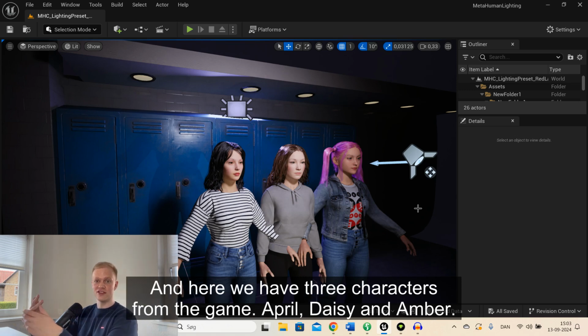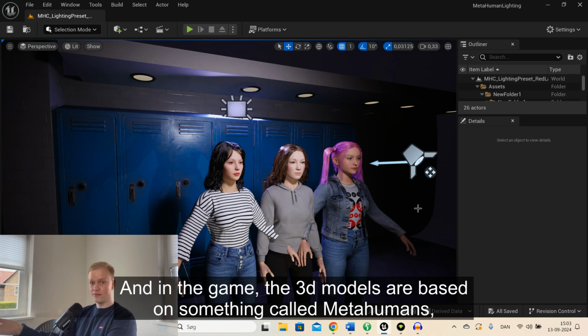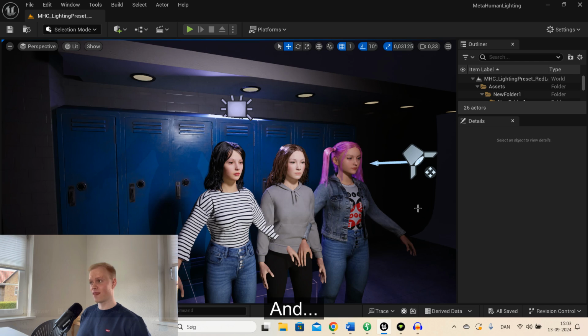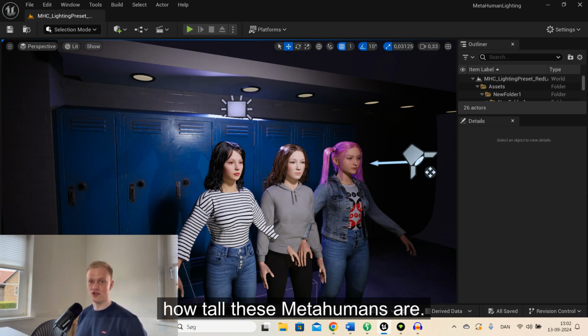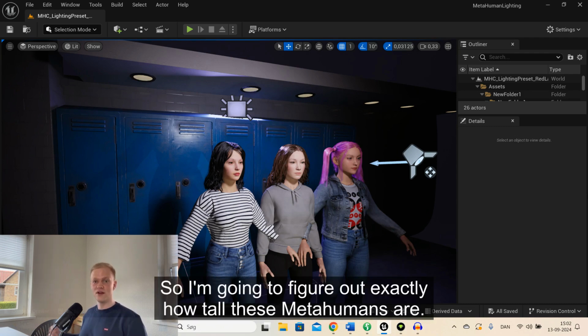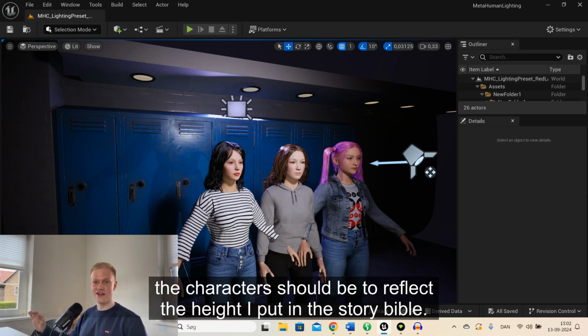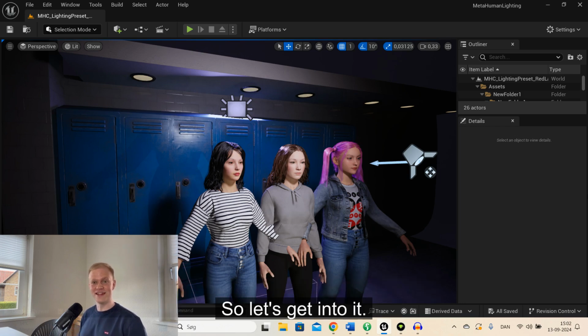And here we have three characters from the game: April, Daisy, and Amber. In the game, the 3D models are based on something called MetaHumans, which is something that you can use in Unreal Engine 5. And there are conflicting reports of how tall these MetaHumans are. So I'm going to figure out exactly how tall these MetaHumans are. And then through the power of math, I'm going to figure out what scale the characters should be to reflect the height I put in the story bible. So let's get into it.